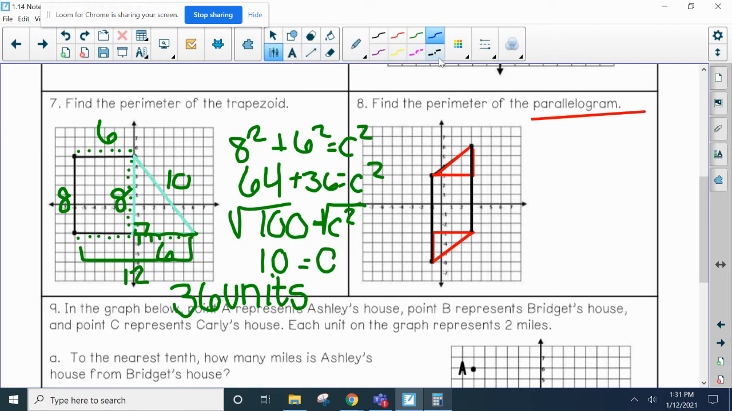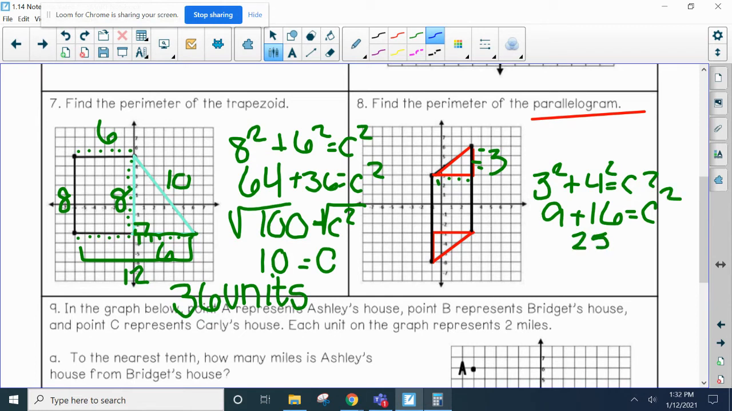All right, so when we count for this triangle, I showed you 1, 2, 3 units, and then 1, 2, 3, 4 units. So 3 squared plus our 4 squared is going to give me that diagonal squared. So 9 plus 16 equals my diagonal squared. 25 equals our diagonal squared. So take our square root of both sides, and that diagonal length is 5.